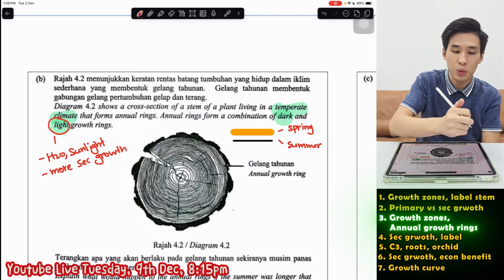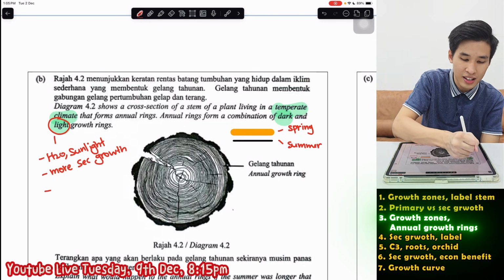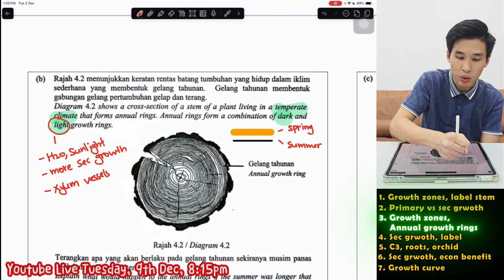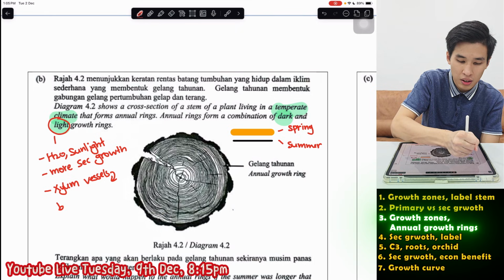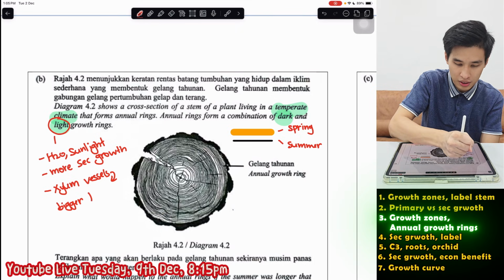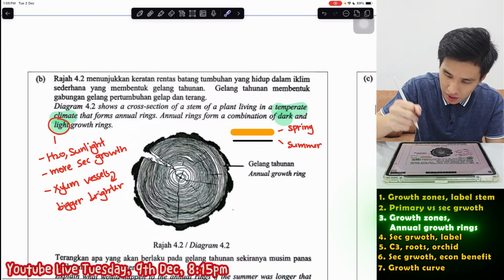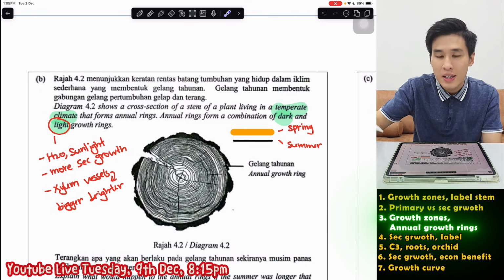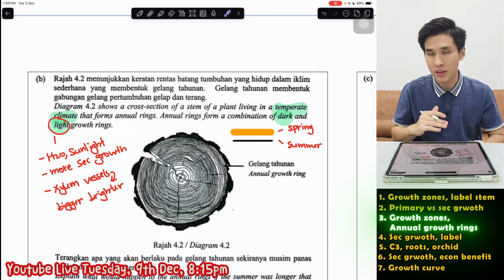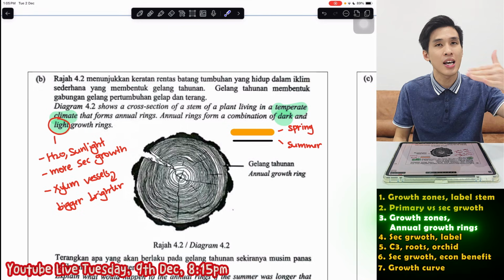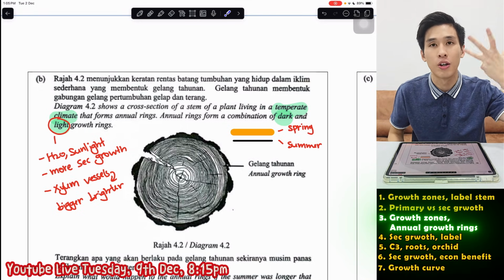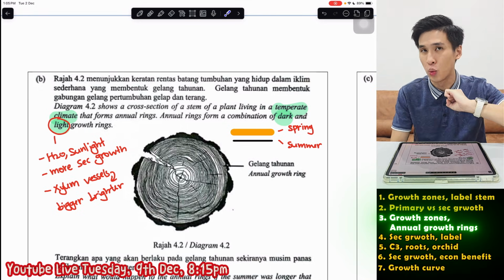But when you write the answer, we don't say secondary xylem, we will say the xylem vessels formed will be bigger and brighter. So during summer that time, now summer in Malaysia is a bit different here. Their summer is usually drier and hotter. So there will be lesser water.